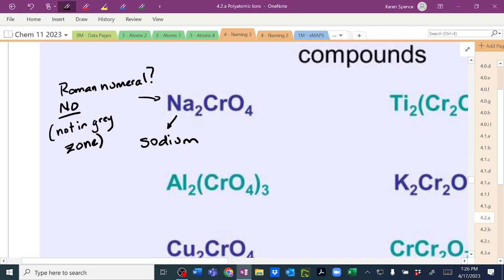So then we just look, and remember, you're only ever going to name 2 ions. So you've named the sodium. That means you're not going to say sodium chromium oxide. No, no, no, not sodium chromium oxide, sodium, and then everything else is a group, and you look it up on the pink sheet, and you say that is sodium chromate.